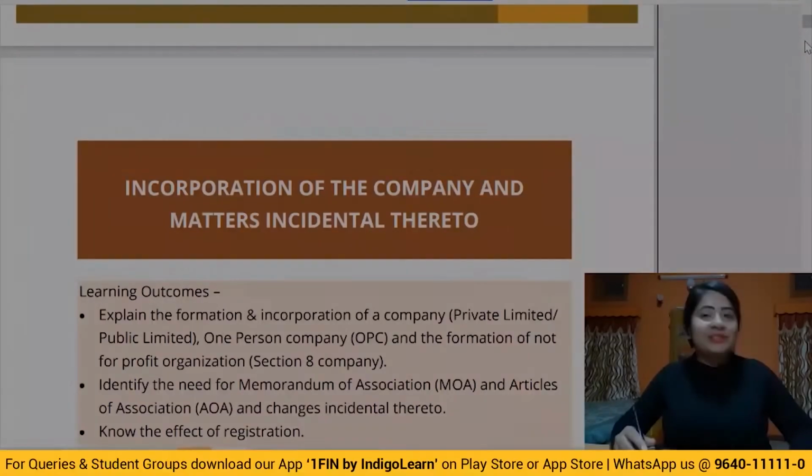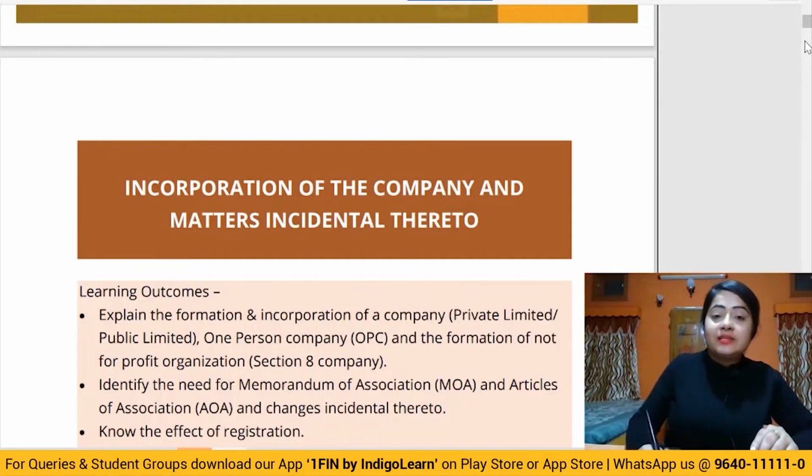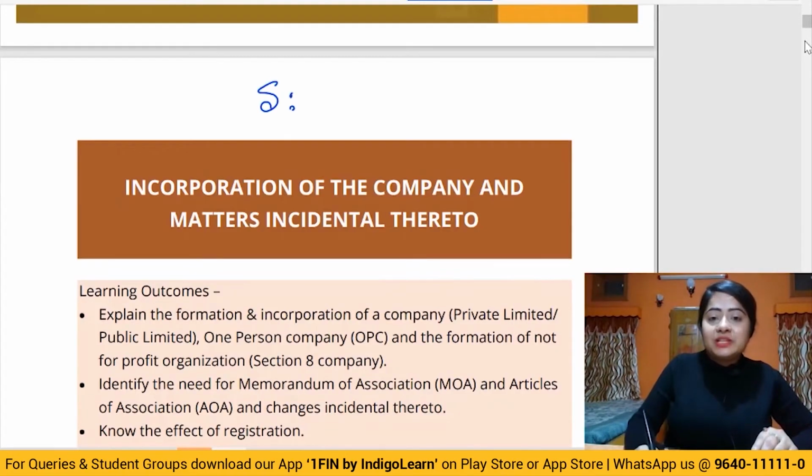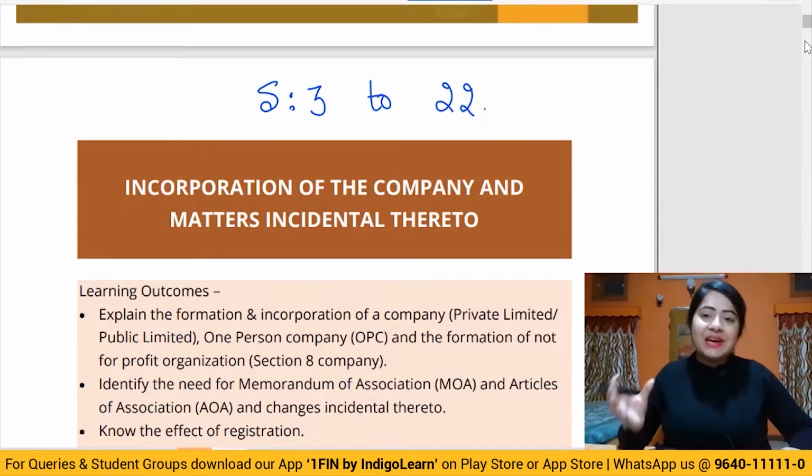Hello dear students, today we are going to be doing chapter 2 of the Companies Act, which is incorporation of the company and the matters incidental thereto. In this chapter we are going to be covering section number 3 onwards to section number 22. We are going to be covering all the provisions in these sections. Along with that, wherever the relevant rules are applicable, we are going to be seeing them as well, right?